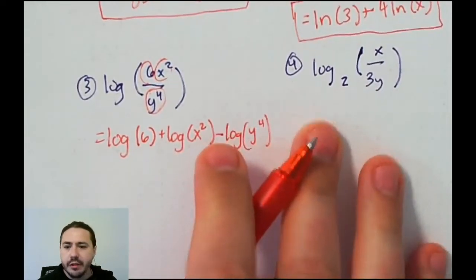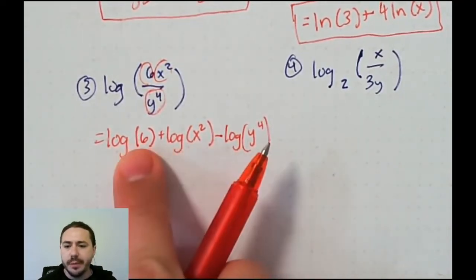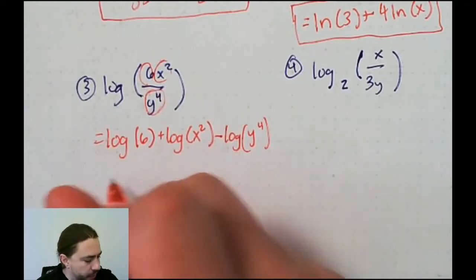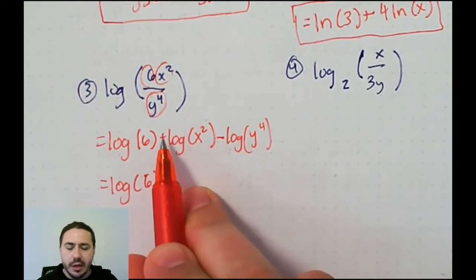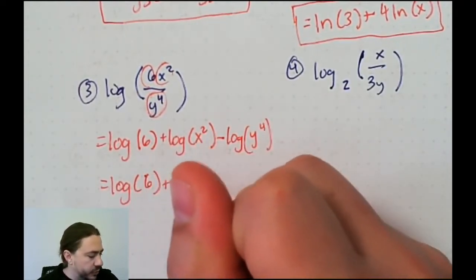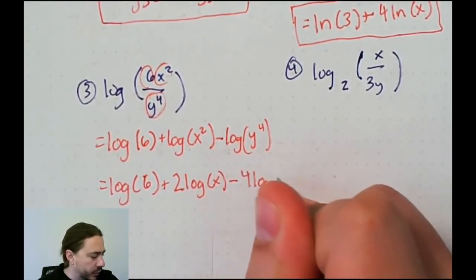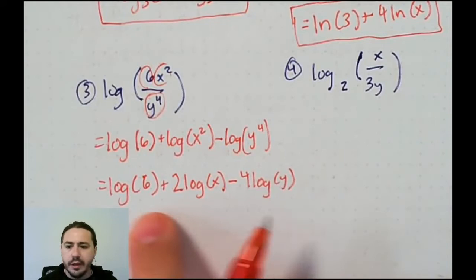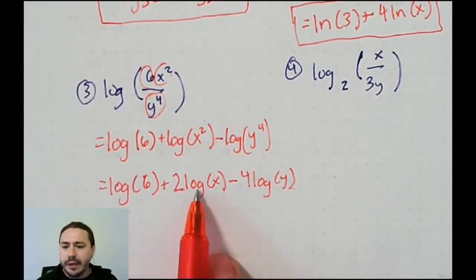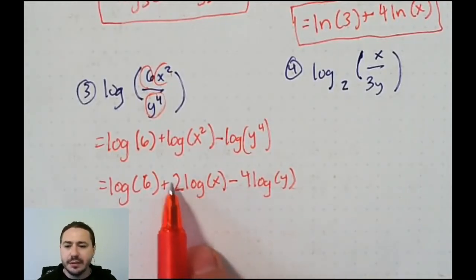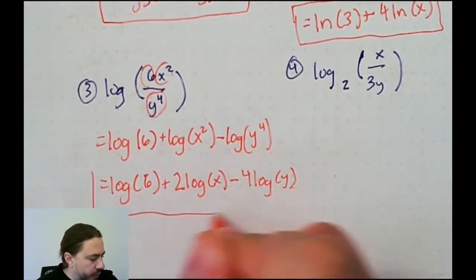Now I still have to take care of those exponents like I did in the last one, but this is going to be the first step here. To follow that up, we've got log 6. We're going to bring down this exponent 2 out to be a coefficient of the logarithm. So you get 2 times log of x. And then finally, minus 4 times log of y. And that would be as expanded as you could get. You could say plus log x, but that really is not necessary. So there you go. That would be how you do that one.